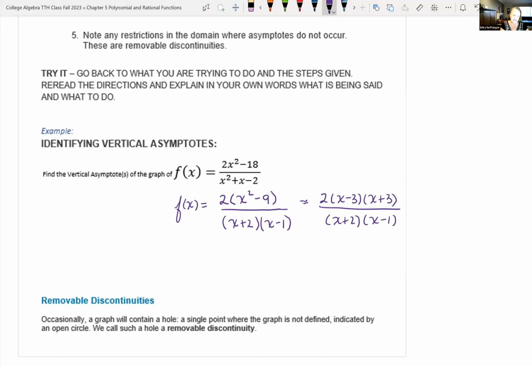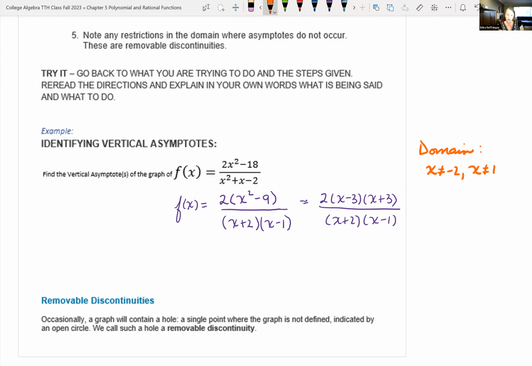So looking at this, I need to look at values which x cannot be. So for our domain, you want to exclude values which set our denominator equal to 0, because those are values which are going to make our function undefined. And so x plus 2 cannot be 0. If we solve for x there, x cannot be negative 2. And x minus 1 cannot equal 0, and so x cannot equal 1. So our domain is all real numbers, but x equals negative 2 and x equals 1.